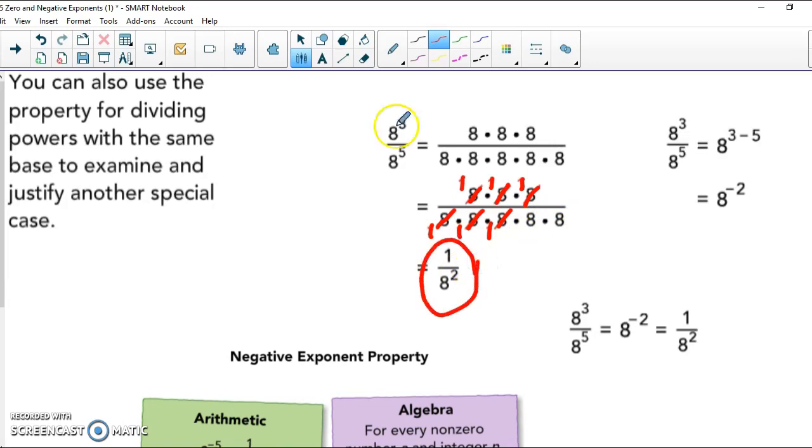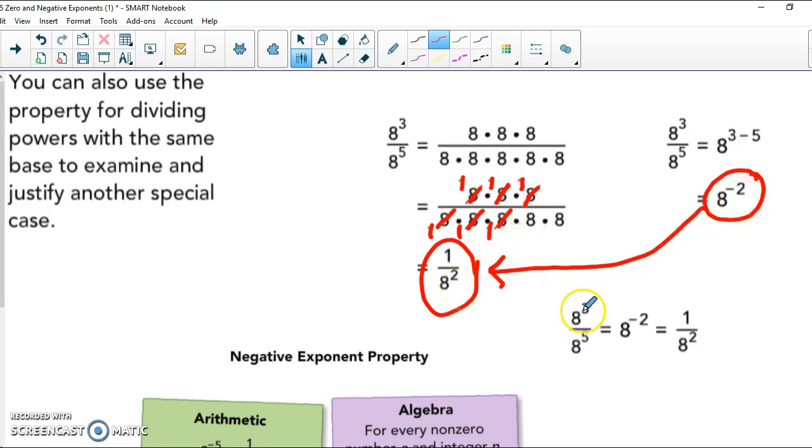So this is what 8 cubed over 8 to the 5th power simplifies to. But let's check out our property. My property says when I'm dividing powers with the same base, I can subtract the exponents. Well, 3 minus 5 is -2. So 8 to the -2 power simplifies then to 1 over 8 squared. So this negative exponent takes my base and the power and moves them to the denominator.